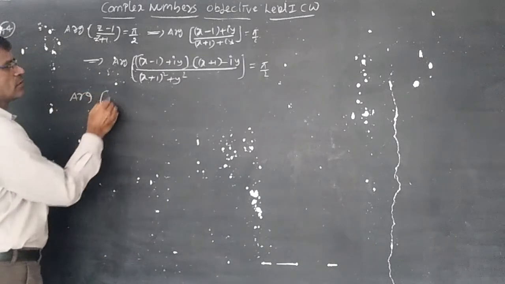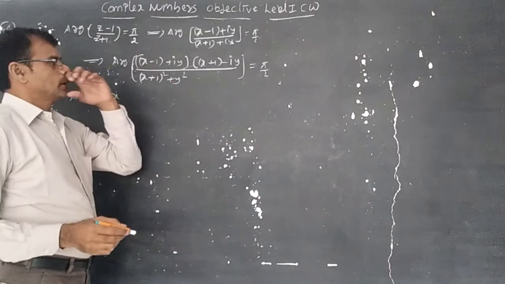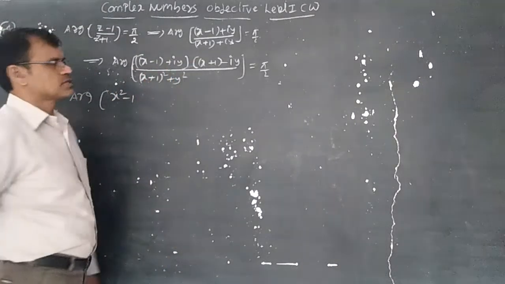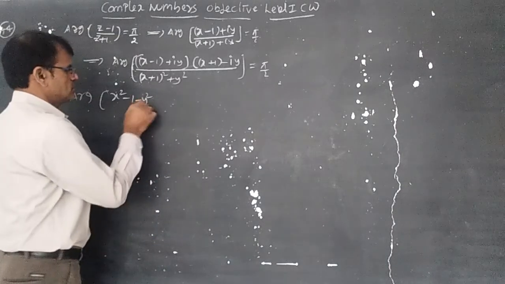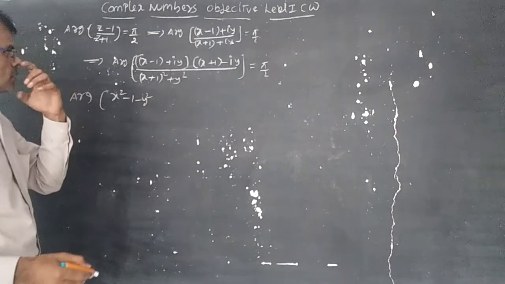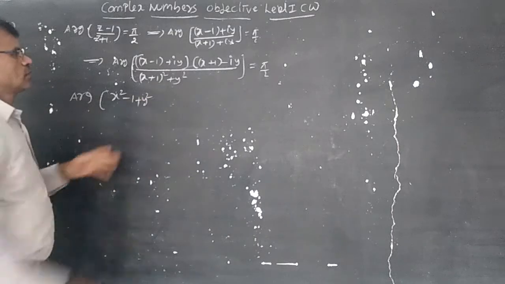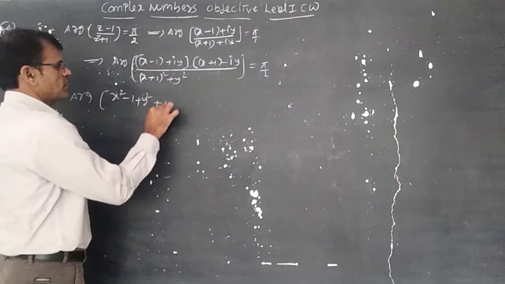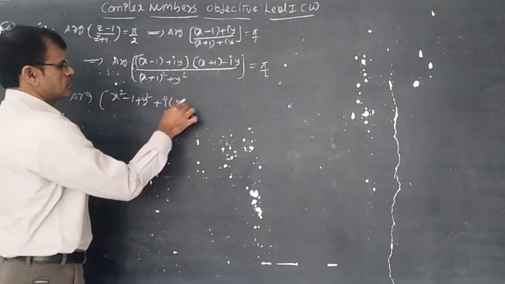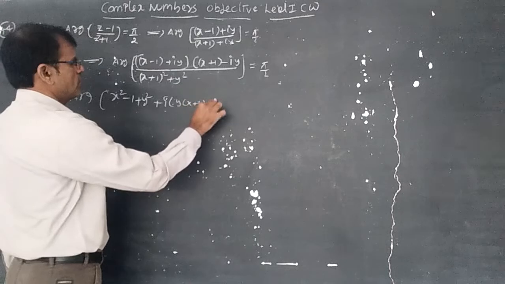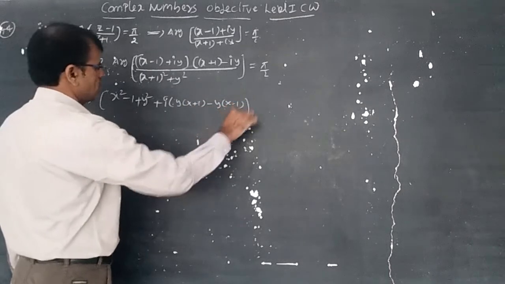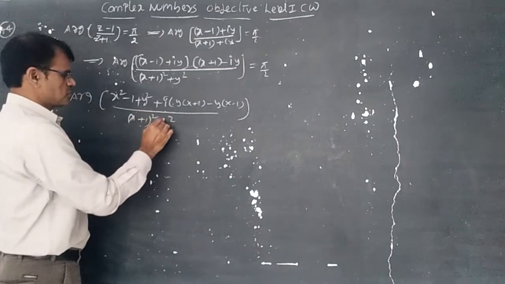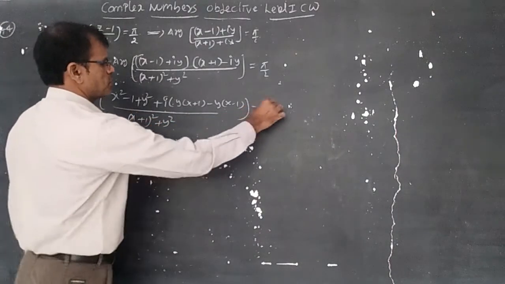Argument of (x minus 1) into (x plus 1) becomes x square minus 1, plus i into minus i square becomes plus y square, and plus iy into (x plus 1) minus iy into (x minus 1). So taking i common, it becomes i times y into (x plus 1) minus y into (x minus 1), whole over (x plus 1) whole square plus y square. This argument is pi by 2.